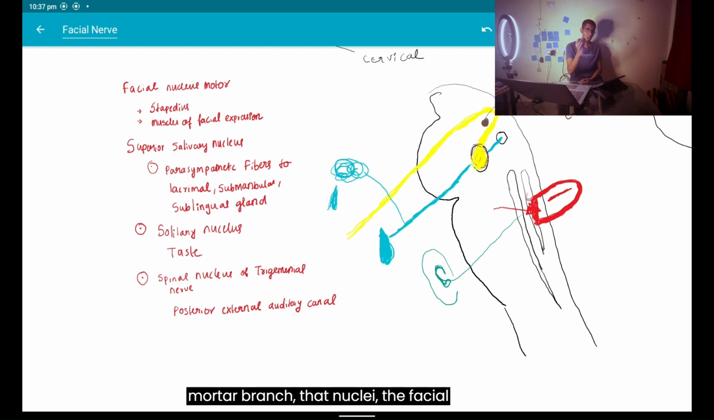That nuclei, the facial motor nuclei or the brachiomotor nuclei in the pons, is giving the motor supply to the facial branch. That means if I move my facial expression, it is because the impulse is coming from the facial motor nuclei in the pons, right? So that is the motor branch.